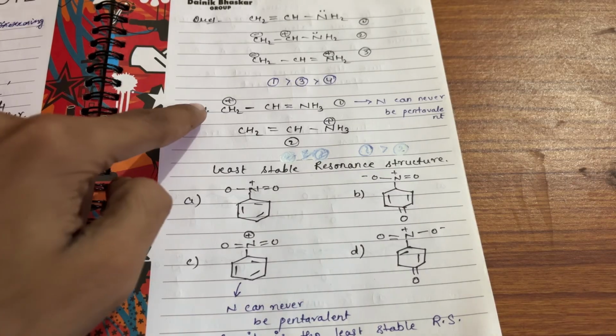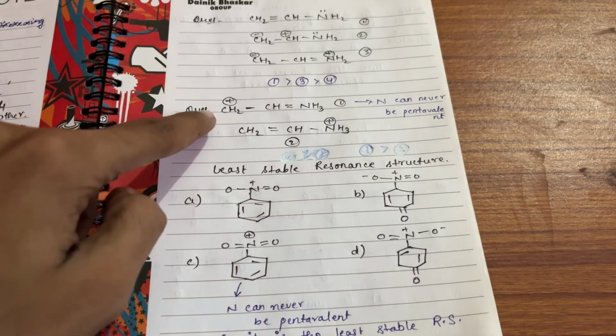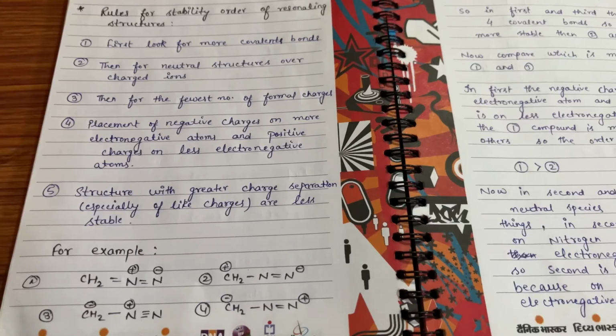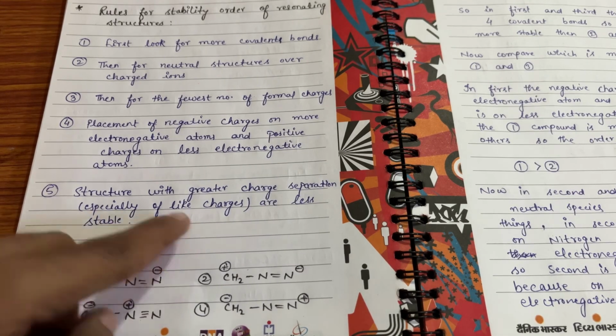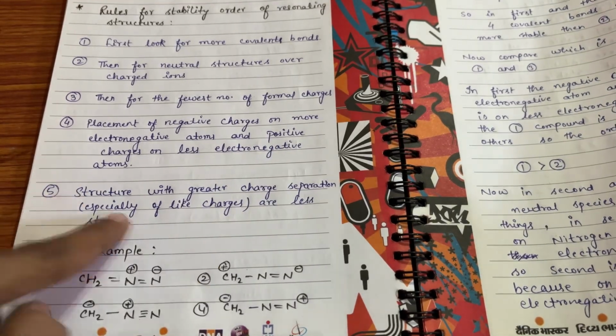So whenever a question comes in your exams, you should also check the valency of the nitrogen and the carbon or any other atoms. Now we talk about the last rule, that is, structures with greater charge separation are less stable, especially of like charges. So we take one example to understand this rule.